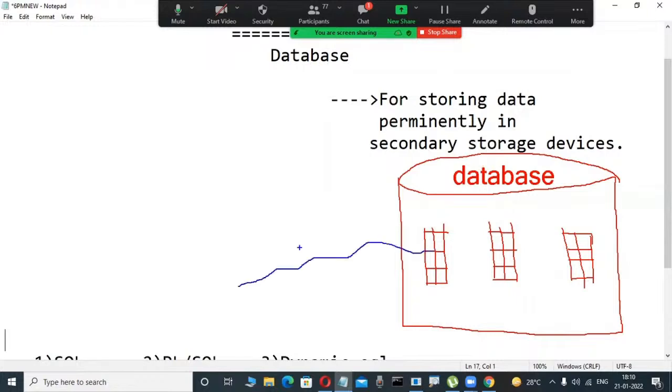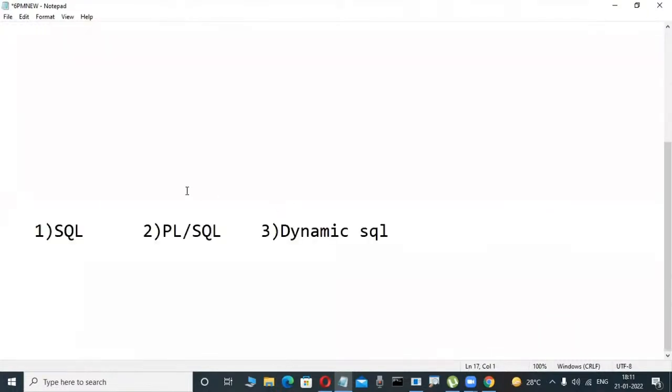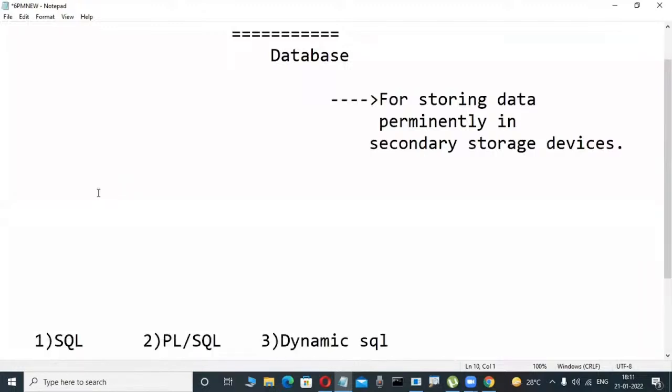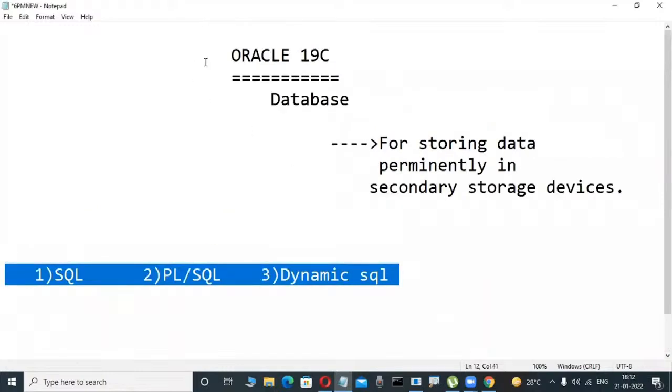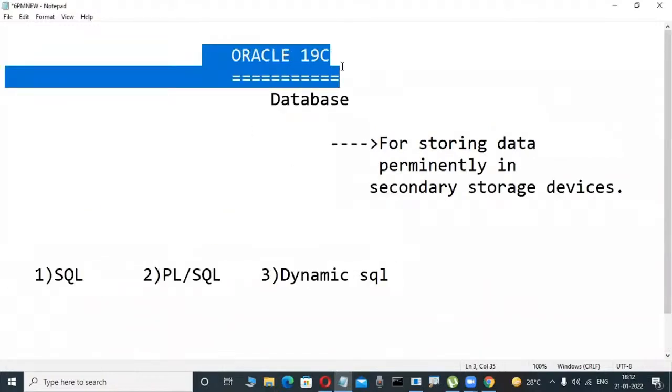We operate on this data using SQL, a language, structured query language. Yesterday, up to this point, I told you a small thing. If you want to operate the Oracle software, we use SQL, structured query language. Another language is PL/SQL, procedural language extension for SQL. Another language is dynamic SQL. Through these three languages, we operate the Oracle software in your companies.